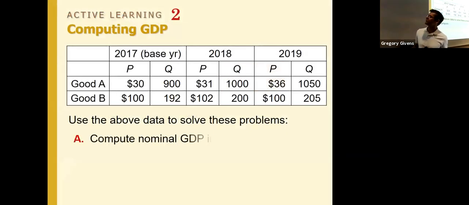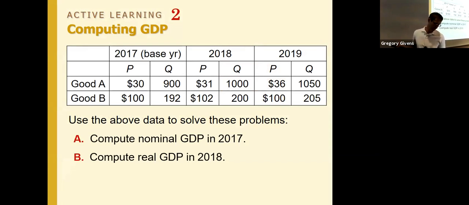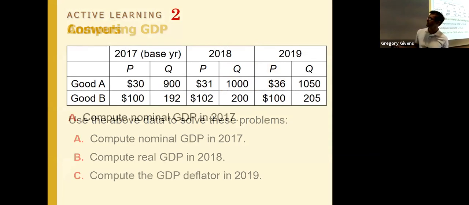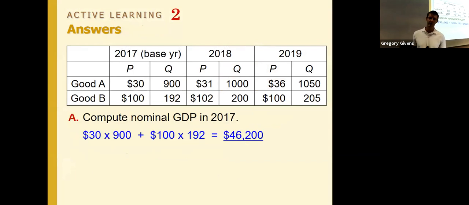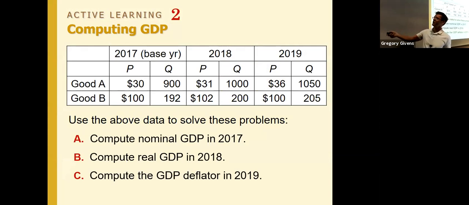Okay, in the interest of time, I'm going to skip this learning exercise. If I have some time in the next week, I can come back to it. But in the meantime, let me just show you what the answers are. This is the same type of problem that we just did. So here's good A and good B, prices and quantities. I want you to compute nominal GDP in 2017, real GDP in 2018, and then the deflator in 2019. So this is just another practice problem where you can improve your skills on computing real and nominal GDP as well as the deflator and understanding the distinctions between them.